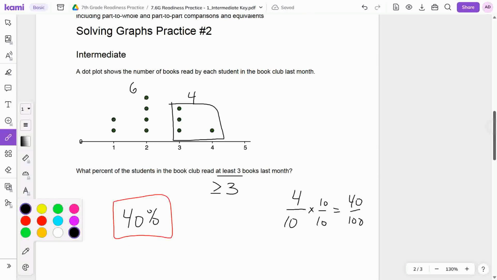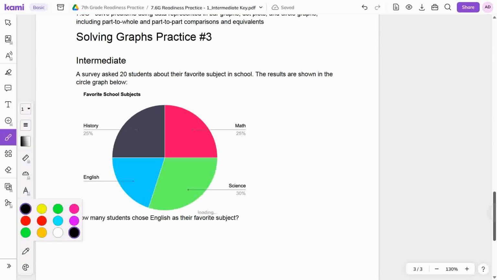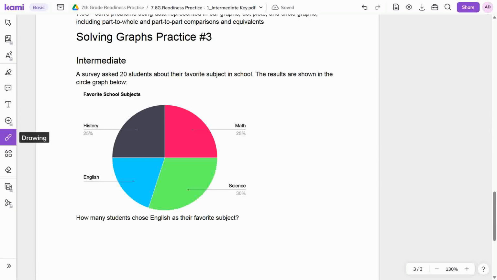Let's look at our third one here. Now we have a circle graph. We have favorite school subjects. We've got math, science, English, and history. And this represents 20 students. So all of this is 20 students. We need to find how many students chose English. Well, you notice English doesn't have the percent. All right, well, let's do a little calculation.